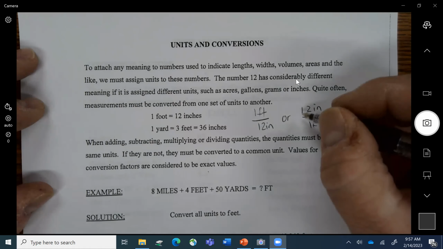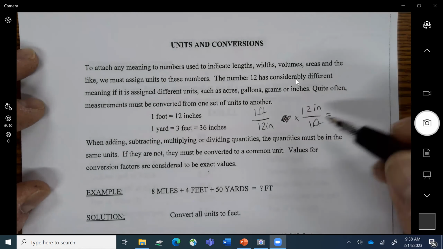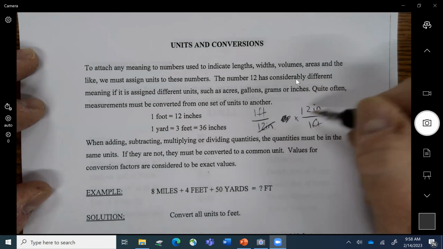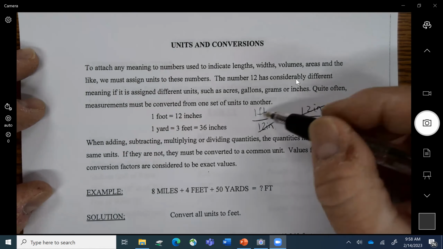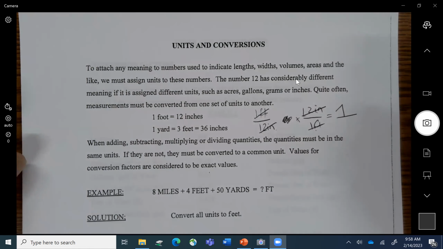Well, if we were to multiply those together, if it's on the top and bottom, what happens to them? They cancel. So all in all, this thing is going to equal 1. Well, when things equal 1, what does that mean? That means they are equal to each other. Does that make sense? Okay. So I just want to impress upon you that you can write a conversion factor as a fraction.